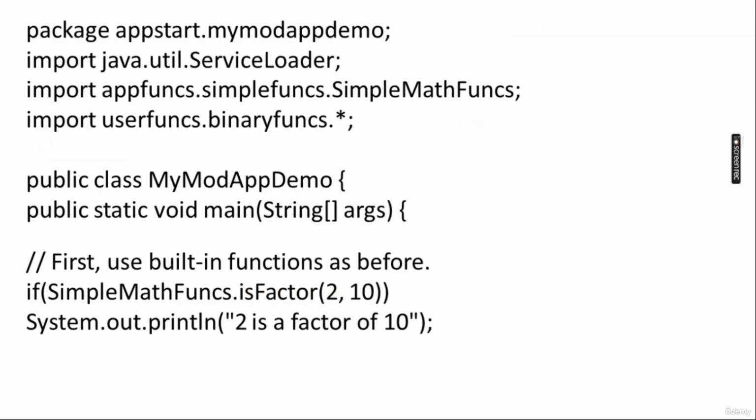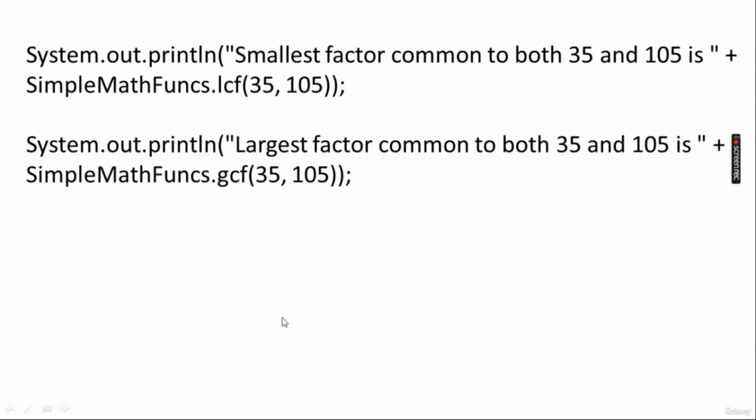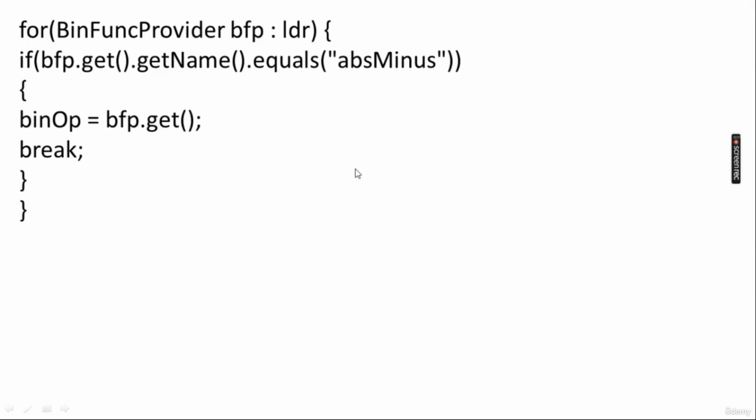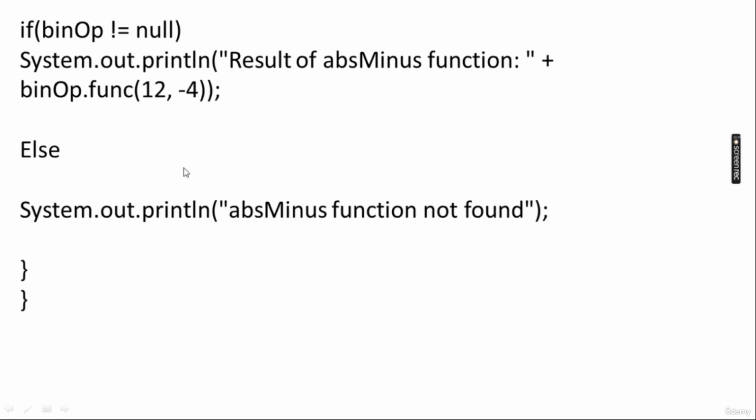So this was the mymod app demo. This is the main function, and in this main function we have modified all these things for absolute plus and absolute minus. And what was the effect of absolute plus and minus? Absolute plus was the addition of two absolute values, absolute of a plus absolute of b, and this get was giving us the object of absolute plus as well as absolute minus.